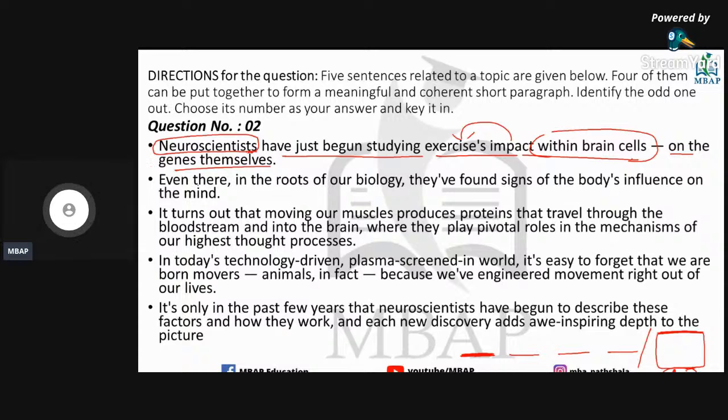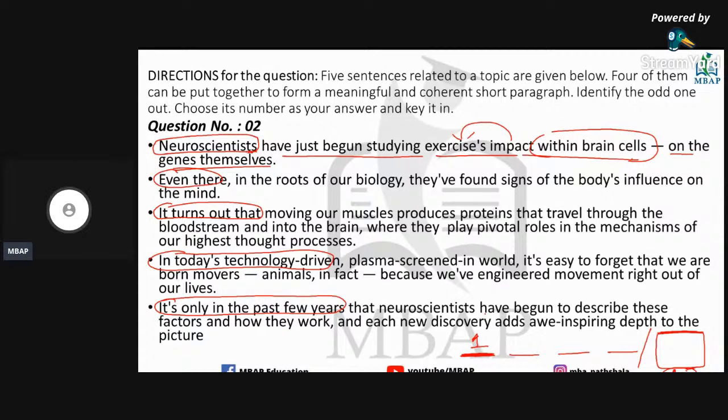A faster way to do this is to just look at the first 4 or 5 words of the sentence. The first sentence itself is my starting sentence in the given context. And why is it my first sentence, guys? Why is it my first sentence? Because it talks about neuroscientists.